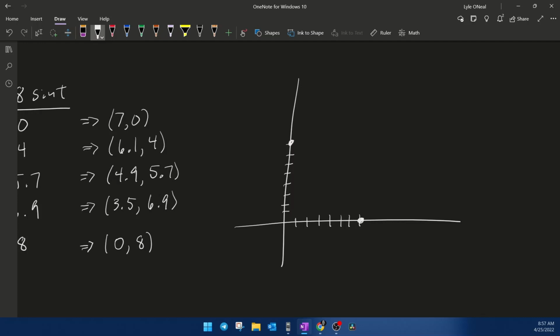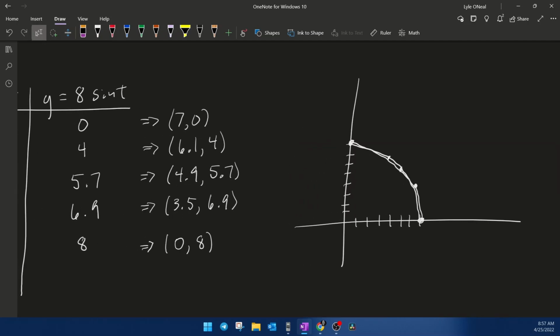And then estimating the points in the middle, let's see, 6.1 up at 4, 4.9 up at 5.7, 3.5, 6.9. We can see what we have here is, well, it looks like the beginnings of an ellipse. And so this is probably going to be symmetric. So if we wanted to, we could copy and paste to the other side.